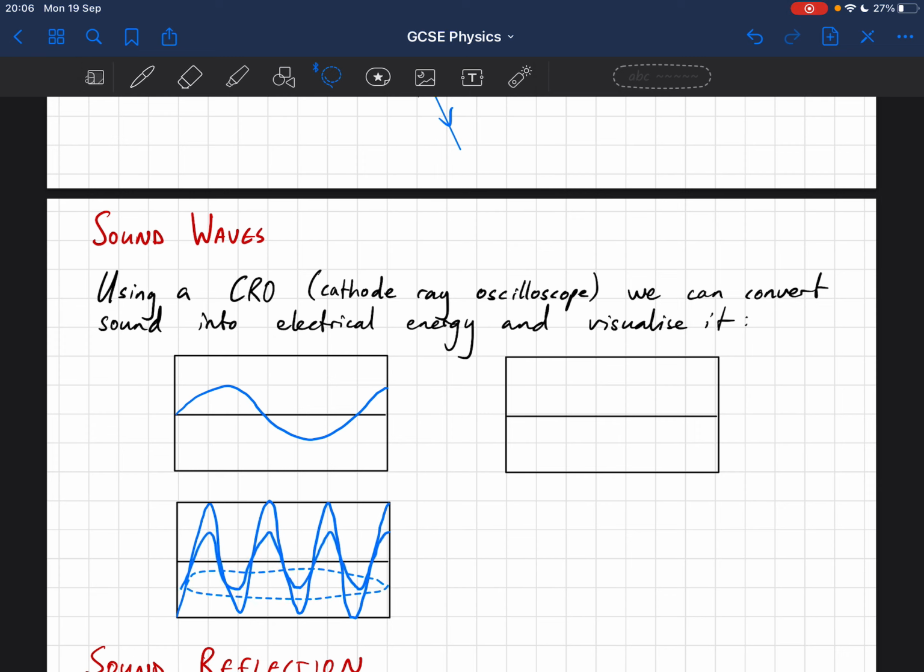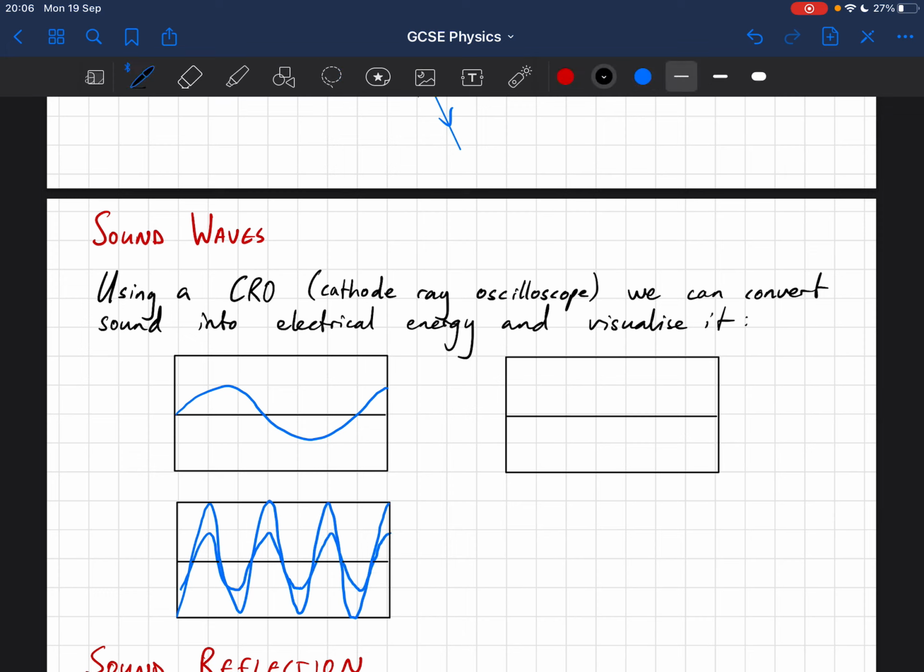However, the amplitude of this one here is higher than the amplitude of this one. Okay, and because that's higher, it will be louder. Okay, so that's what amplitude symbolizes in a sound wave diagram.